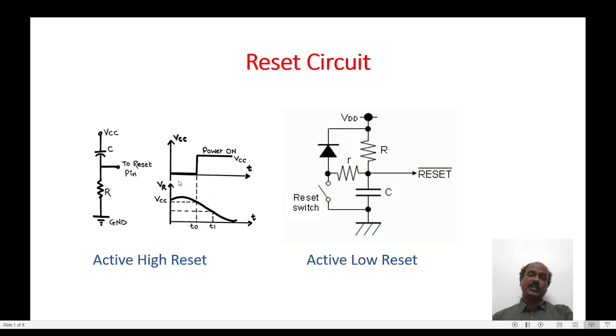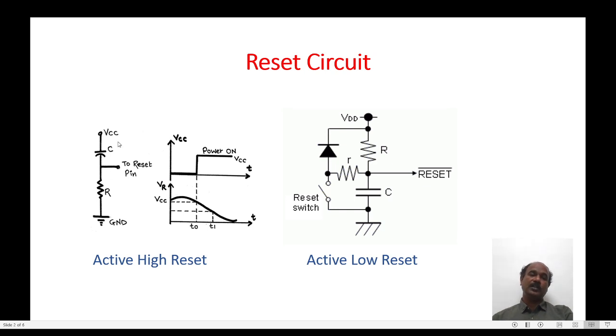Two such circuits for generating the reset signals are shown here. The one shown on the left hand side is called active high reset. This circuit can be used for generating reset signals to the processors which will be reset when there is a high reset signal. And the right side circuit that is shown here is called active low reset. That means this circuit is going to generate a low reset signal. This can be used for the processors which will be reset whenever there is a low input reset signal. So let us understand how these two circuits work.